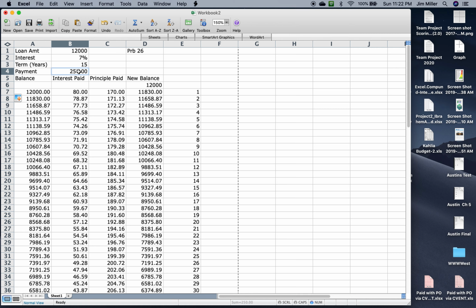I need to go back to the old payment formula, which was equal to this amount times parentheses the APR, which is this one, divided by 12, close parenthesis, divided by parenthesis 1 minus parenthesis 1 plus the interest divided by 12, close parentheses, to the parenthesis negative 12 times the number of years, which is that box, close parenthesis for the exponent, close parenthesis.